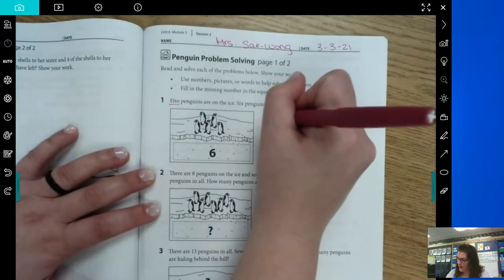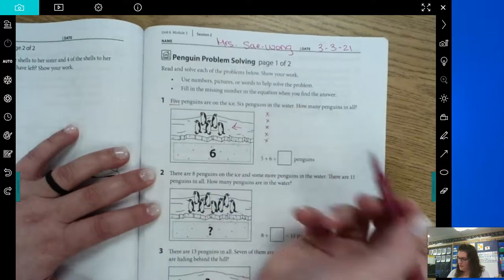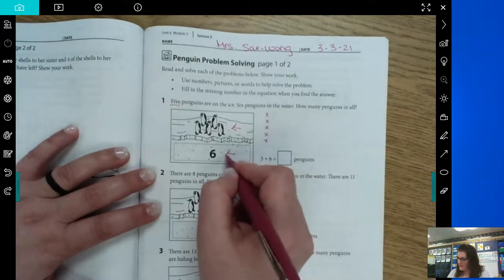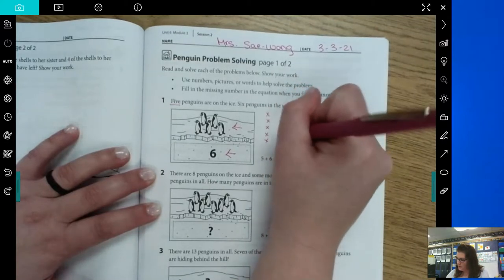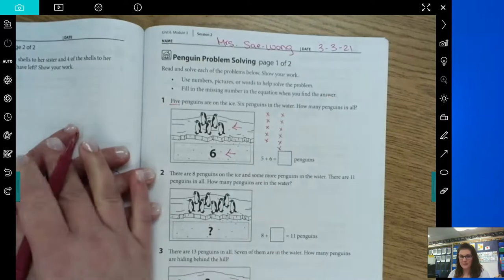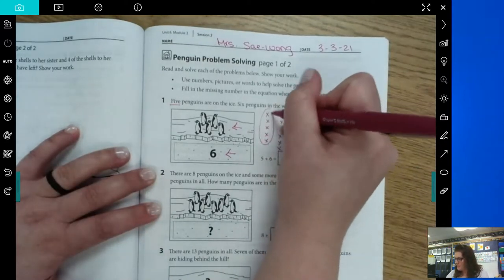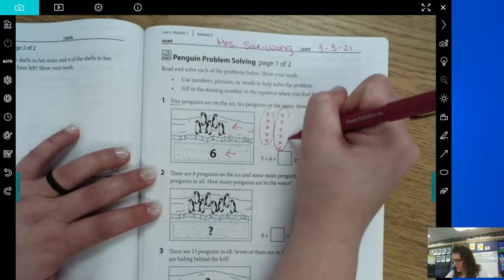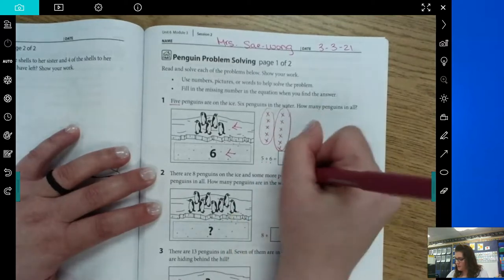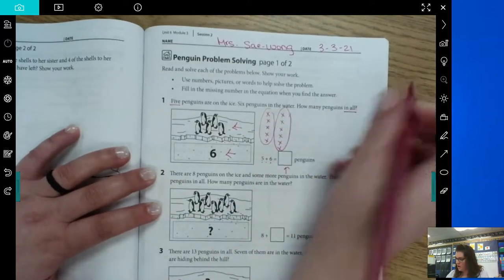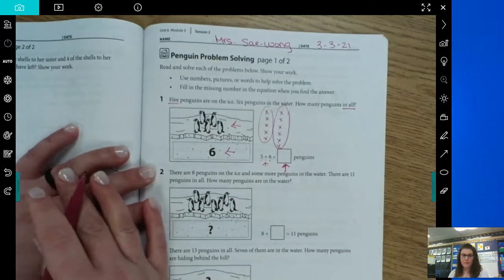So here are my 5, 2, 3, 4, 5 that are on top of the ice. Then I have 6 penguins at the bottom. So I'm going to draw 1, 2, 3, 4, 5, 6. So I'm showing that I understand there's 5 on the ice and 6 in the water, which is represented here in my equation, 5 plus 6. So how many in all? And since it says in all, we know we're adding. So how many do we have total?